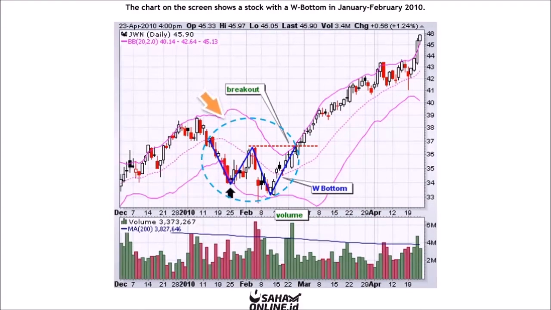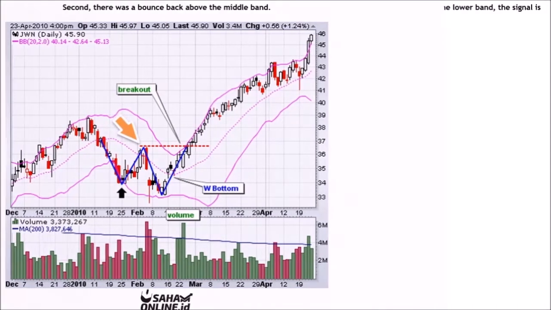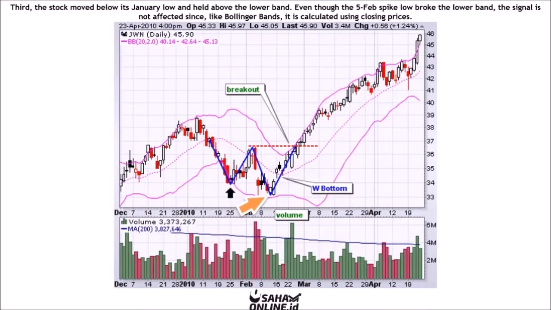The chart on the screen shows a stock with a W bottom in January to February 2010. First, the stock formed a reaction low in January and broke below the lower band. Second, there was a bounce back above the middle band. Third, the stock moved below its January low and held above the lower band.